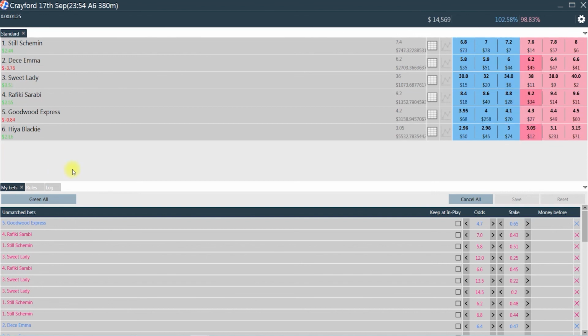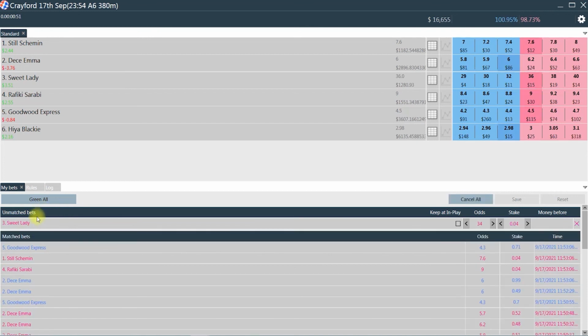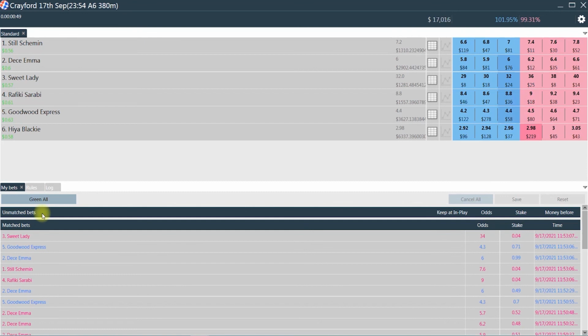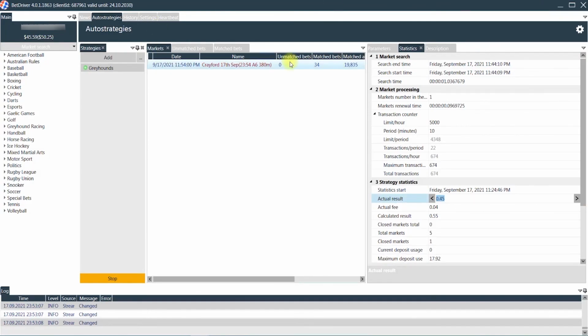Unmatched bets will be cancelled soon, and closing bets will be placed. All unmatched bets are cancelled. Closing bets are placed. We see that the amounts under all selections have color green. Profit from this market will be between 56 and 63 cents, regardless of the race winner. We are waiting for the market to appear in the statistics.